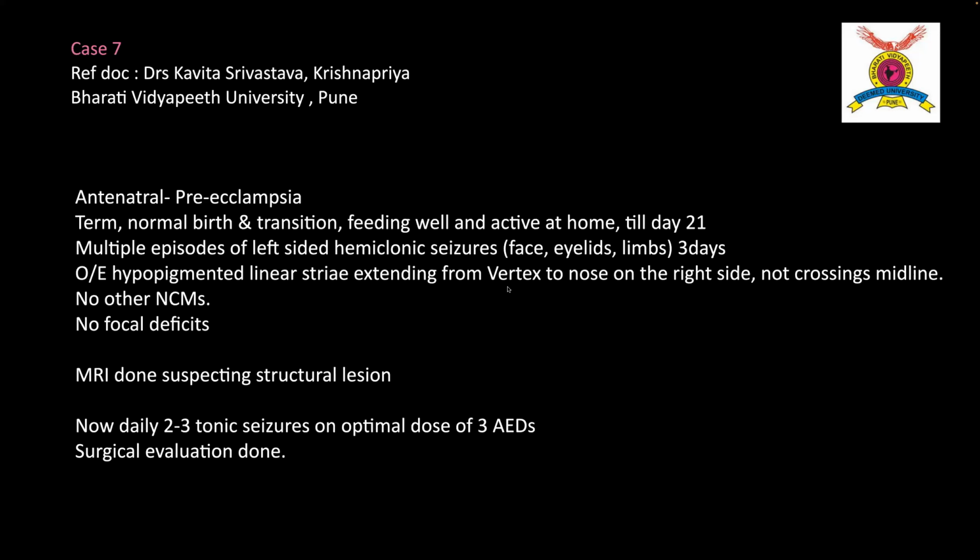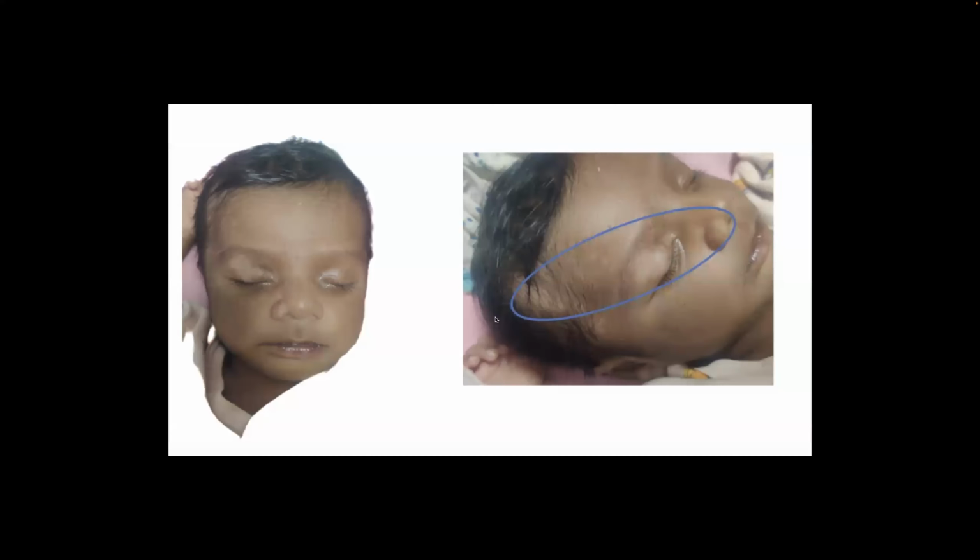The baby was admitted, and the seizures initially responded to a single AED, but later became drug refractory. On examination, there is a hypopigmented linear striae extending from the vertex to the nose on the right side, not crossing the midline. There are no other neurocutaneous markers. There is no focal deficit. Tone is normal in both limbs. MRI was done suspecting a structural lesion because the EEG showed marked asymmetry. This is the baby, and that hypopigmented lesion is highlighted.